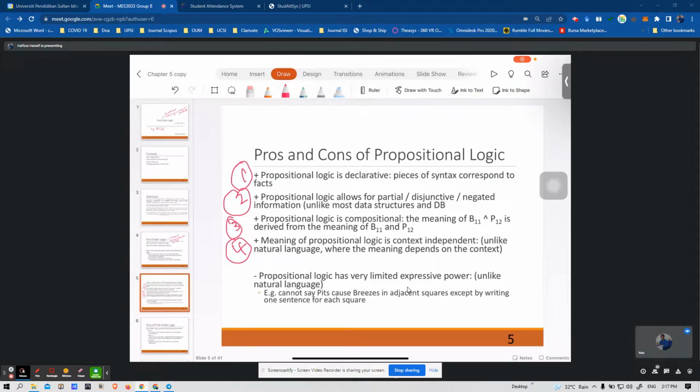Also, propositional logic is being used in artificial intelligence for planning, problem solving, intelligent control, and most importantly for decision making. Normally this one is used in AI, artificial intelligence, for planning, problem solving, and most probably decision making.